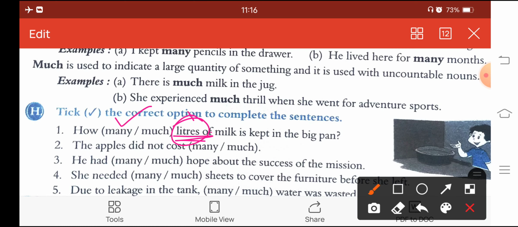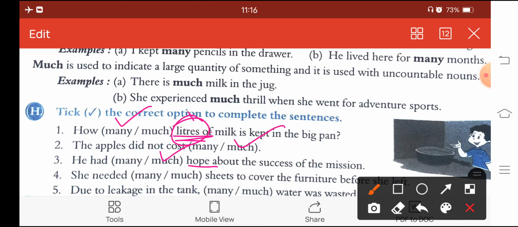The apples did not cost much or many. Now cost is not costs, right? The apples did not cost much. That is the right answer. He had many hopes, much hope or many hope? So what will you do here? Hope is given. That is what? Uncountable. So that is much hope.